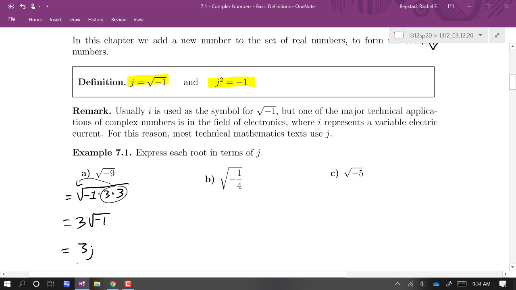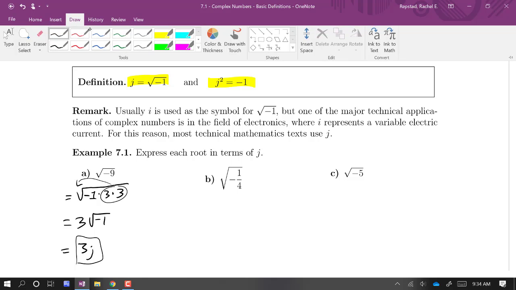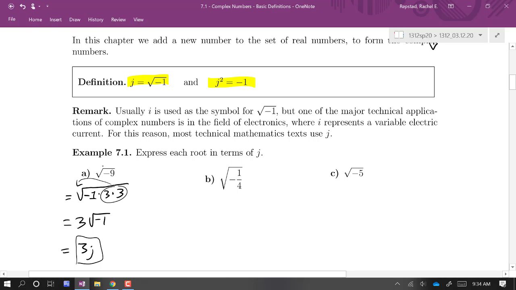The shorter way to think of it, which I think is what we'll all end up doing, is saying, look, I've got a negative in here, so I'm going to bring that negative out as a j. If the number's negative, just pull out a j and then simplify the radical.